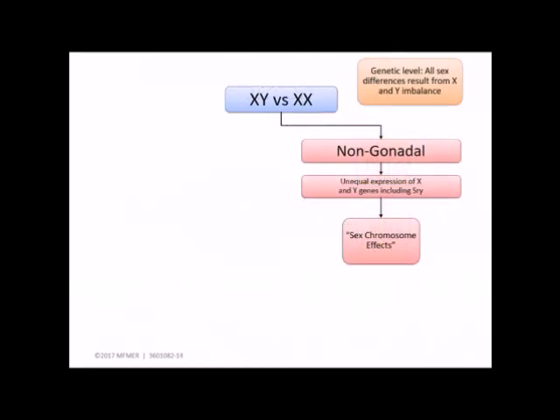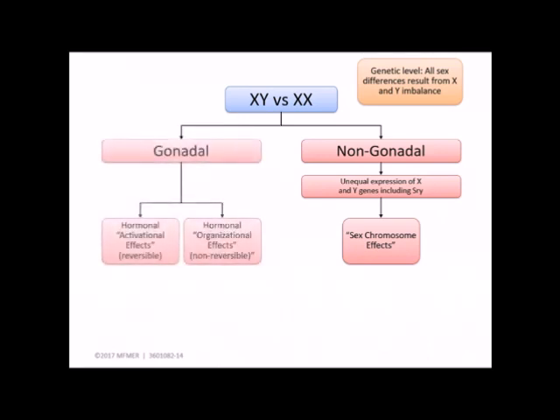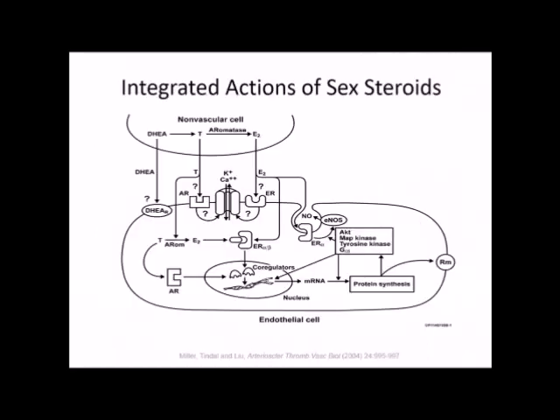So in addition to the X and Y chromosome, we have the gonadal effects, which are the hormonal effects, which can be organizational for development of the reproductive organs, and also the activational effects, which can be short-term and reversible. This is an example, and this is from an old figure where we talked about the effects of the sex steroids on an endothelial cell. But remember, every cell has a sex, so some of these receptors and so on apply to any cell that you might want to consider.